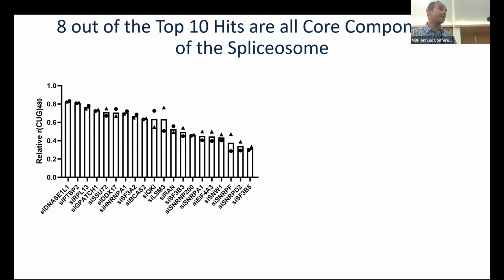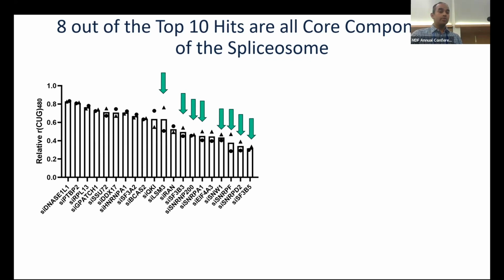And this is with an independent set of siRNAs. So we noticed that not all of them hit our initial threshold of 0.5. But what was interesting is that out of the top 10 hits, 8 of them were core components of the spliceosome. So this was really interesting for us and unexpected. Out of these top 20, we also picked up hits that were previously identified as related to DM, for example, DDX17 and HNRNPA1. But the top 8 were all core components of the spliceosome.